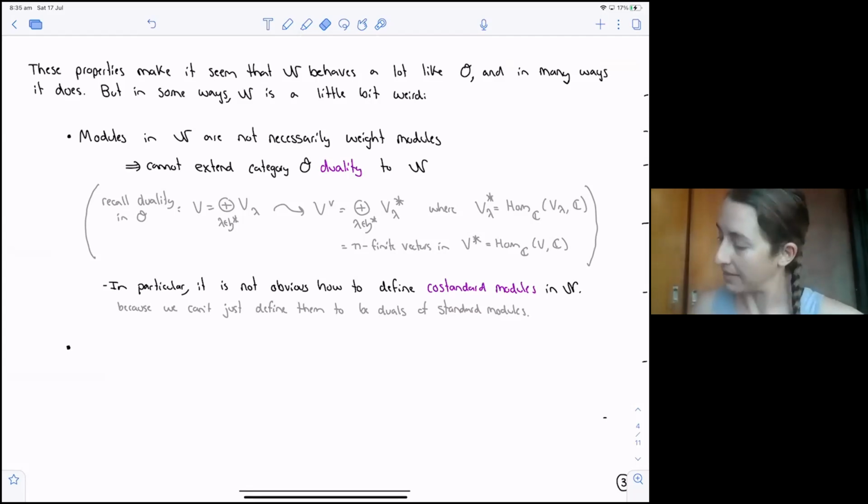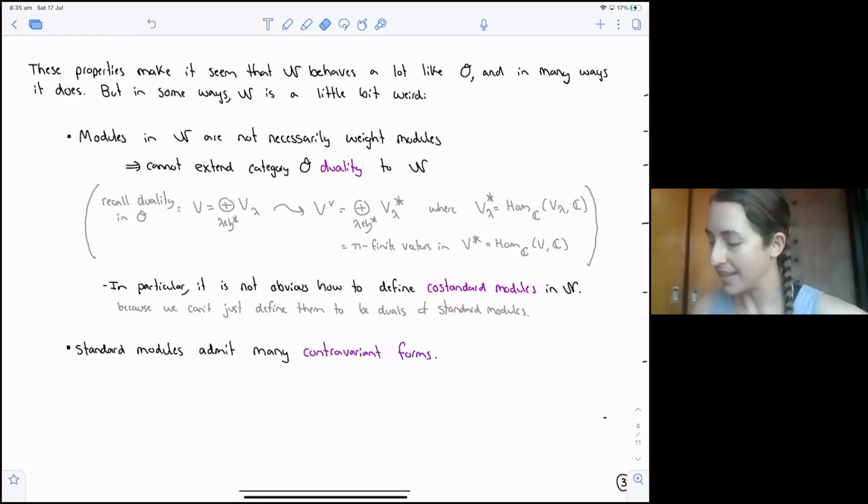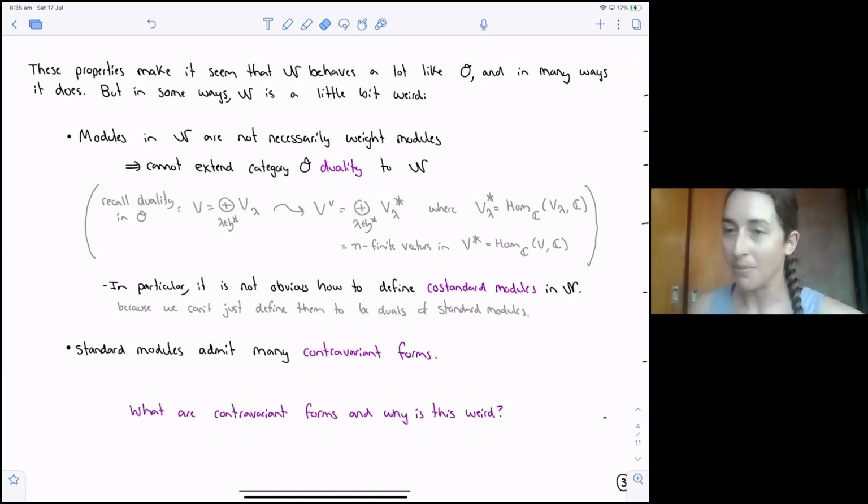It loses the duality. And another way that it's strange is that the standard modules admit many contravariant forms. So I'll spend a slide talking about this because I'm not sure how common of a notion this is. But why is this weird? What is a contravariant form and why is this a strange property?